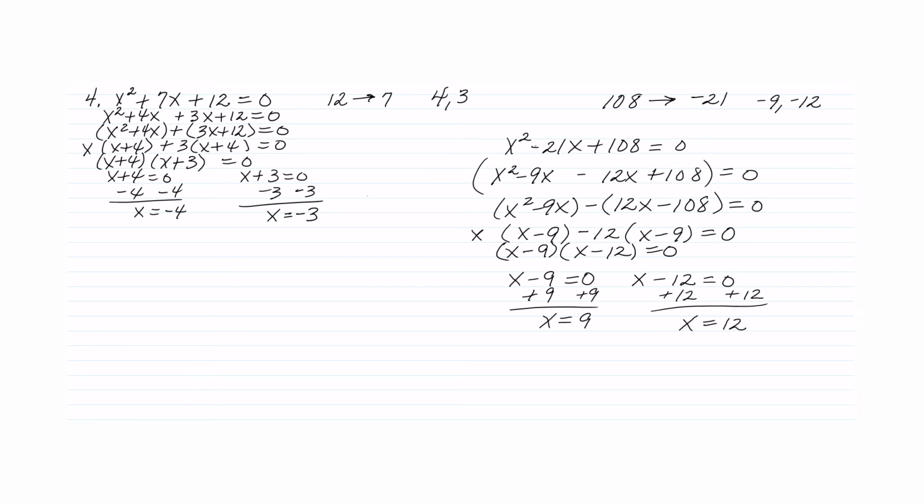So let's do one more. So we want the factors of 150 that add up to be negative 25. So I'm thinking negative 10 and negative 15.